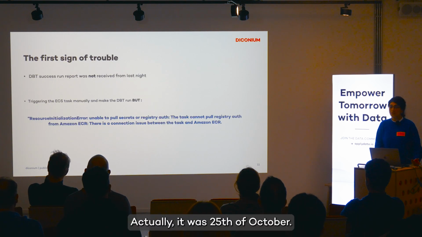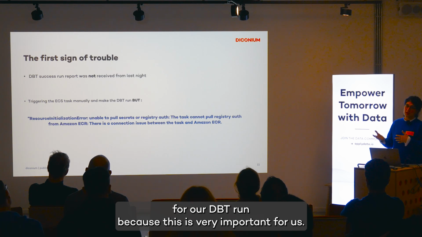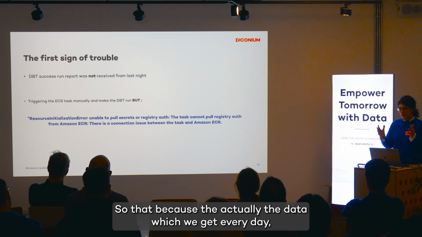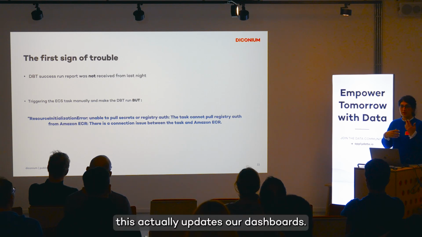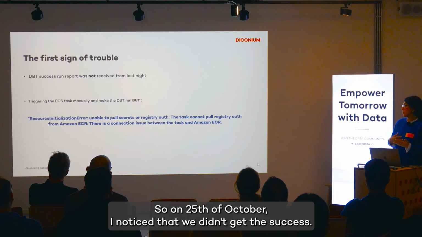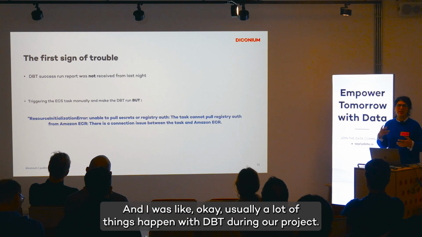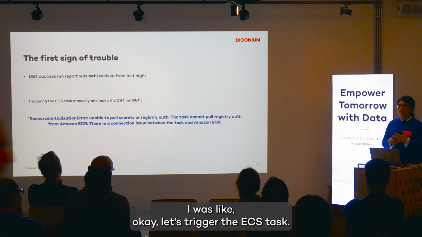So what happened was on the 25th of October. We have set up notifications for our dbt run, because this is very important for us. The data which we get every day updates our dashboards, and we have clients who look into the dashboards every day. So on the 25th of October, I noticed that we didn't get the success run report of dbt in the email from the last night. And I was like, okay, usually a lot of things happen with dbt during our project. So I was like, okay, another dbt thing. Let's trigger the ECS task.